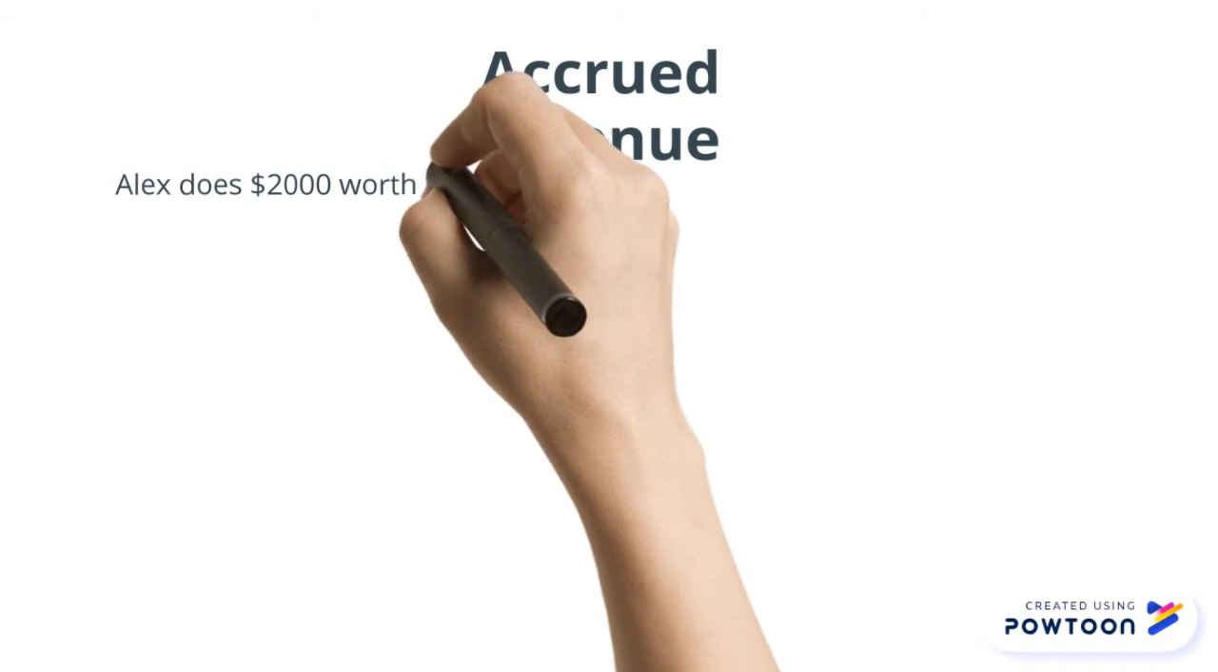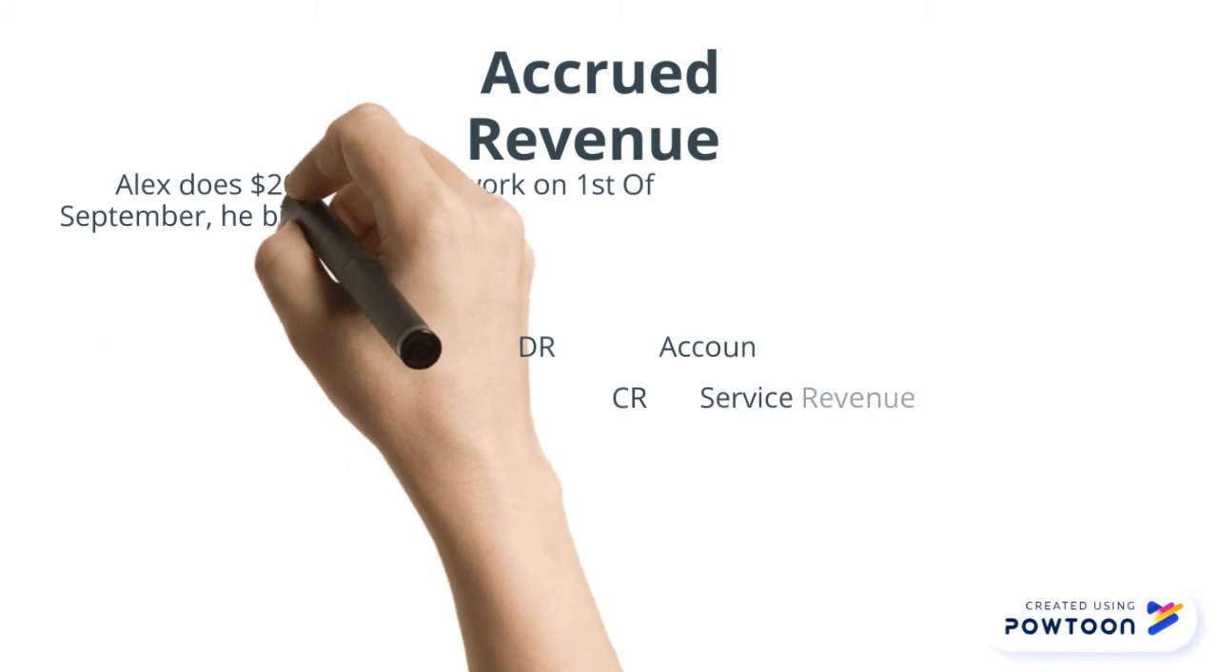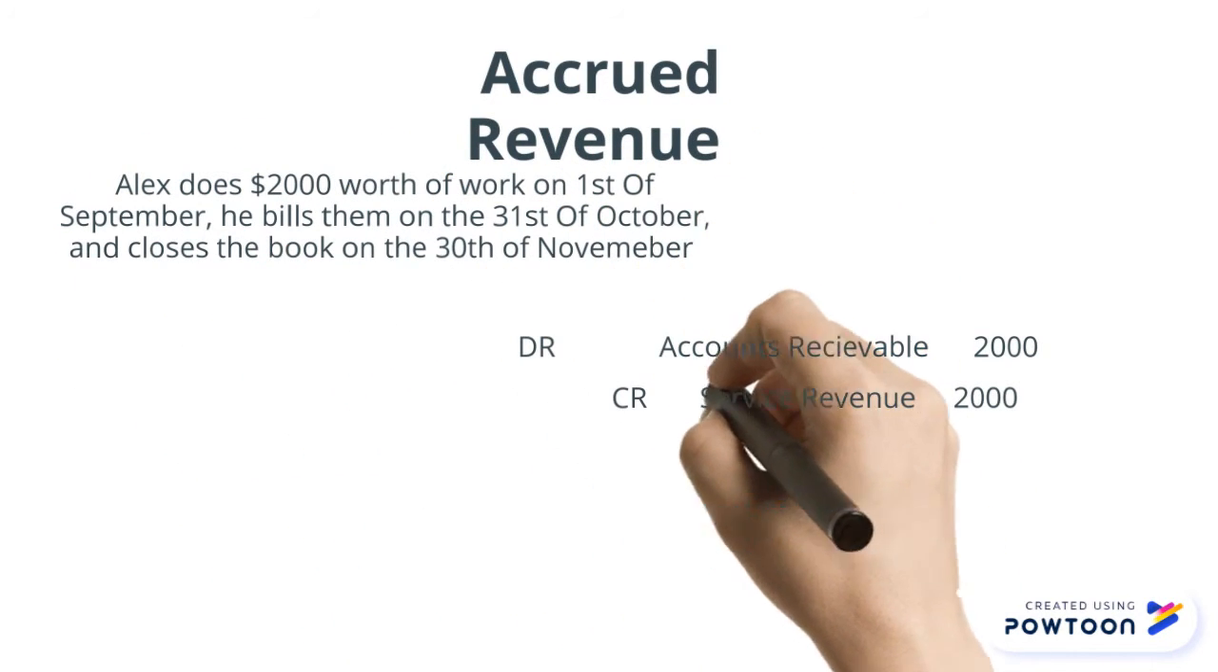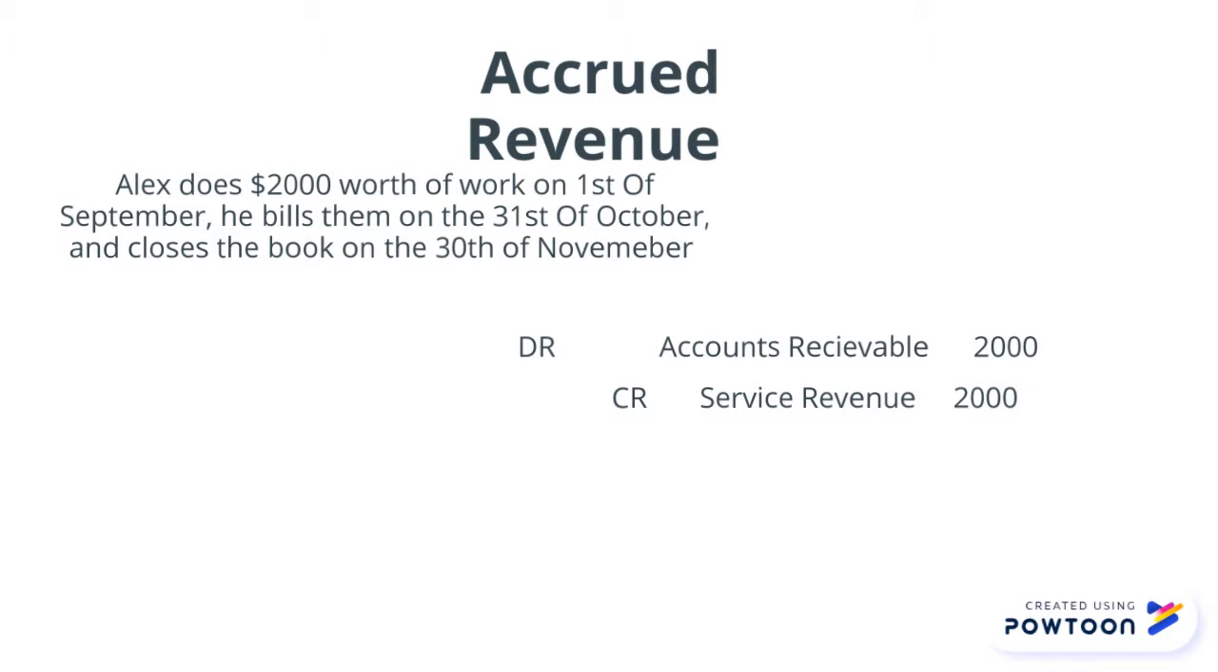Let's say Alex does $2,000 worth of work on the 1st of September. He bills the customer on the 31st of October and closes the books on the 3rd of November. This means the accounts receivable goes up $2,000 and service revenue also goes up $2,000.